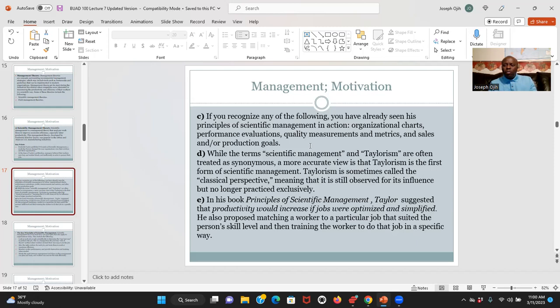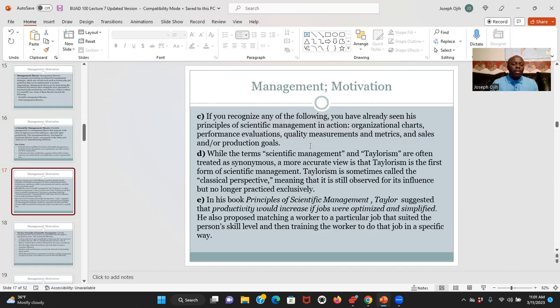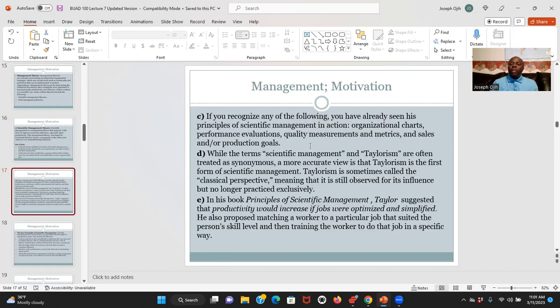Basically, this book, the one I mentioned in the previous slide, Principles of Scientific Management, suggested that productivity will increase if jobs are optimized and simplified. And how can you optimize and simplify jobs? First of all, you have to analyze the workflow. That way you understand the workflow. Then you see what areas need to be improved, and then you can optimize it.